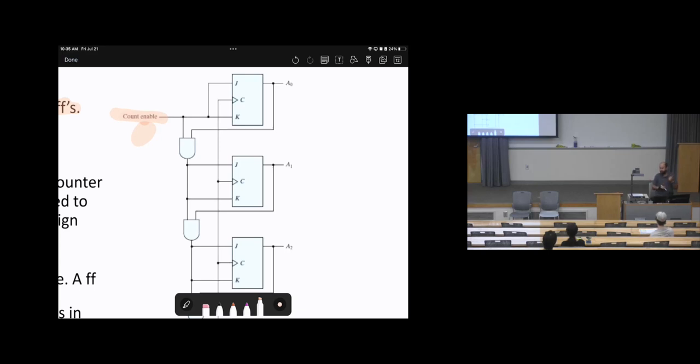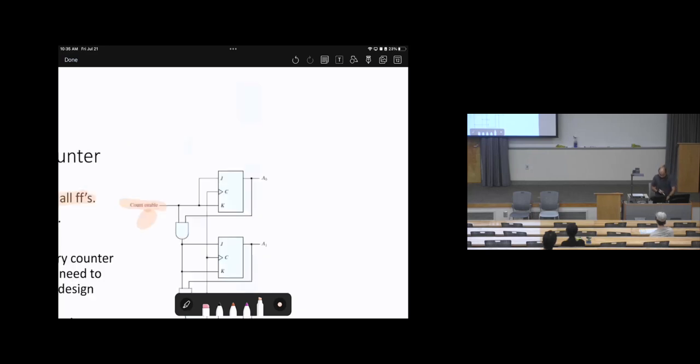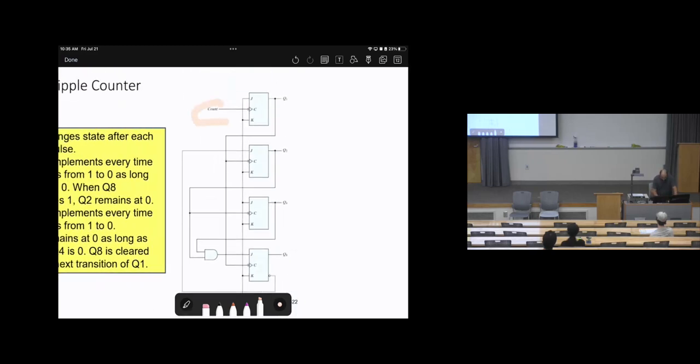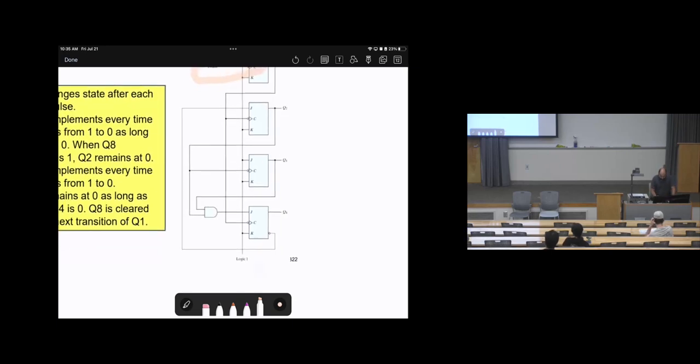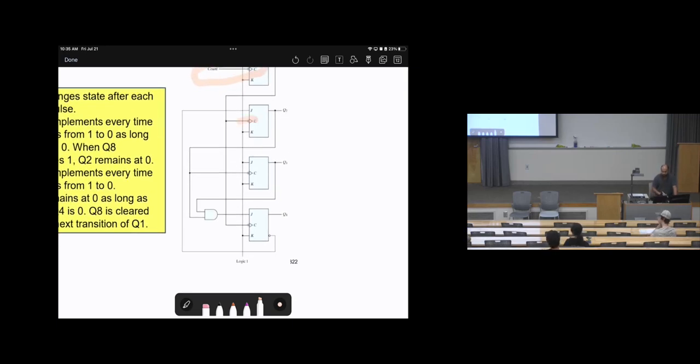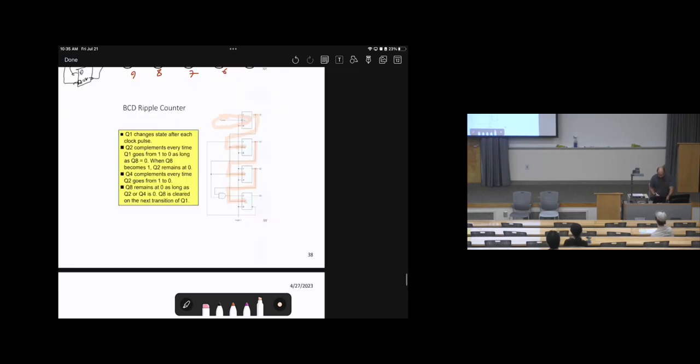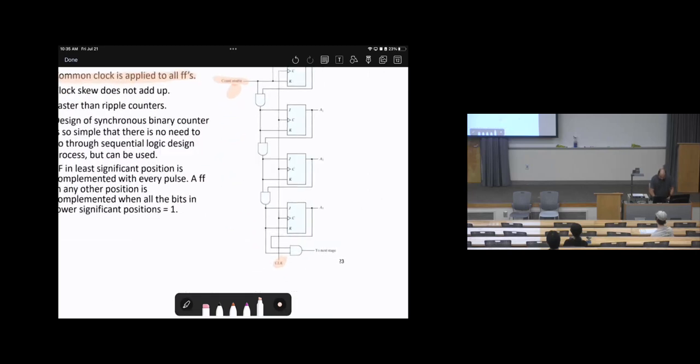So the counter was connected only at the clock of the first flip-flop, like what we see here. After that, each output will be connected to the corresponding flip-flop. So the output of this one will go to the clock here, the output of this one will go to the clock here, the output of this one will go to the clock here, while this one, they are all sharing the same clock.